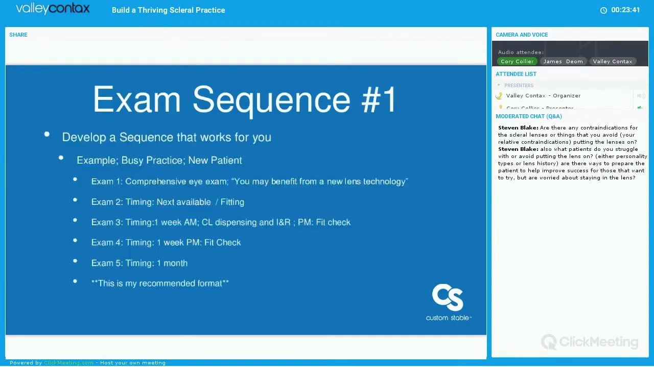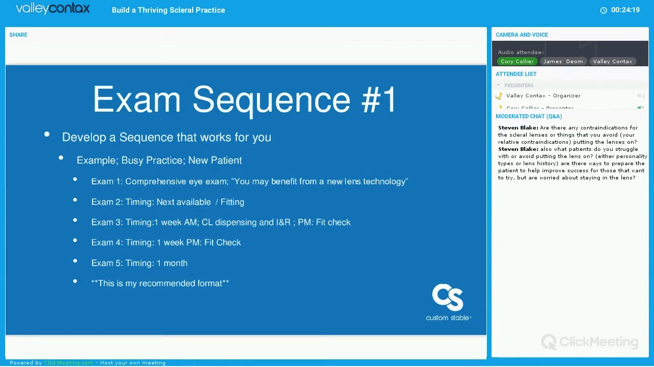And so when we have all these ideas in mind, we can jump into exam sequencing for individual practices. I have two exam sequences here, and they're both built on the same premise, and it depends on how busy your practice is and how your patient flow works. But for a busy practice, say a practice that is well booked, not a lot of space for flexibility between exams, at your initial visit, we do a comprehensive eye exam, and say you identify that patient as a potential scleral lens wearer. What I would do is talk to the patient about scleral lenses and educate them that they may benefit from a new lens technology that we're offering in our clinic.